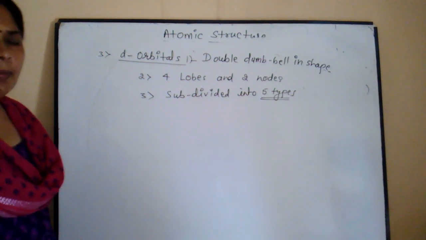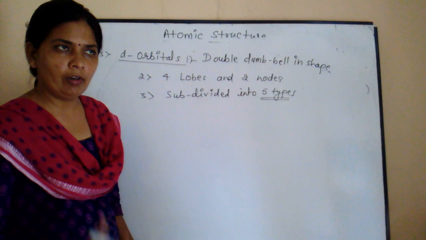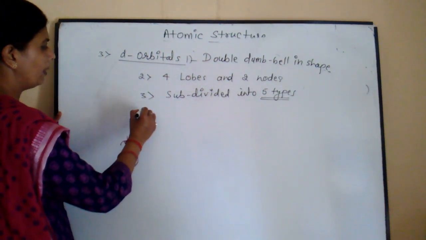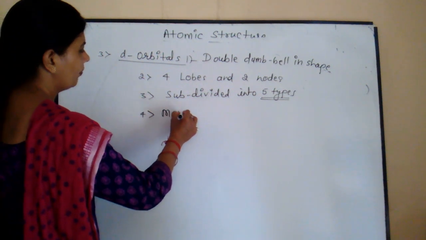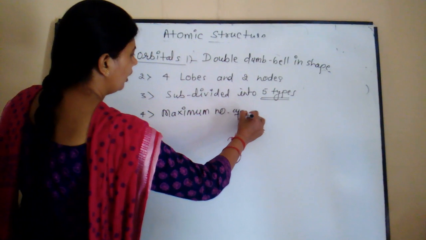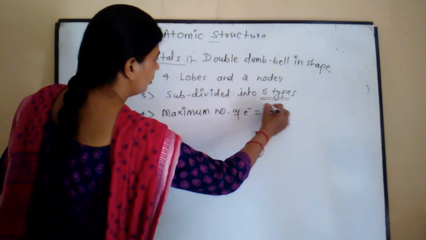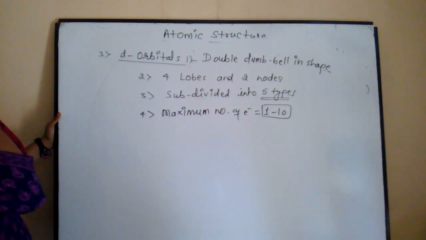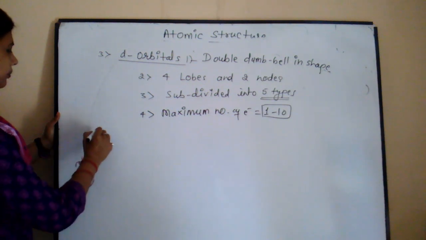Each orbital contains maximum 2 electrons with opposite spin. One is clockwise and another is anti-clockwise. So they are 5 types. The maximum number of electrons in d orbital is 10. Now we see the 5 types.